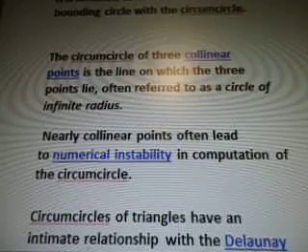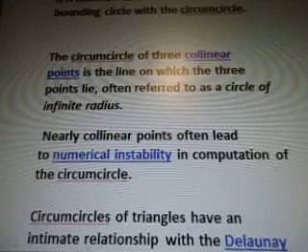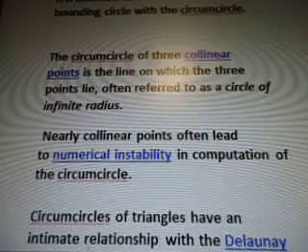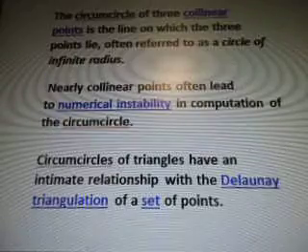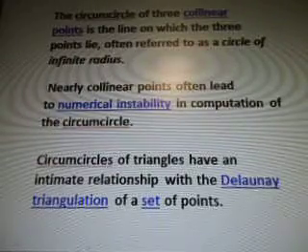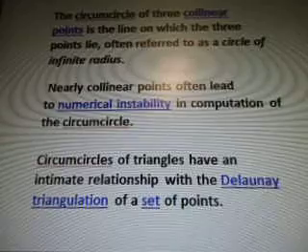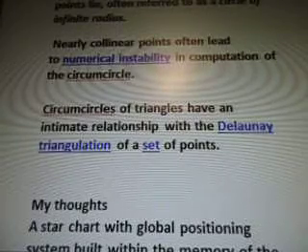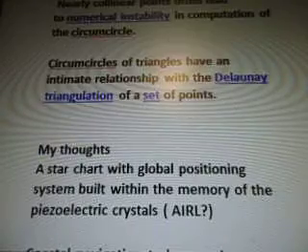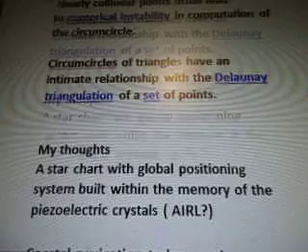The circumcircle of 3 collinear points is a line in which the 3 points lie, often referred to as a circle of infinite radius. Nearly collinear points often lead to numerical instability in computation of the circumcircle. Circumcircles of triangles have an intimate relationship with the Delaunay triangulation of a set of points.